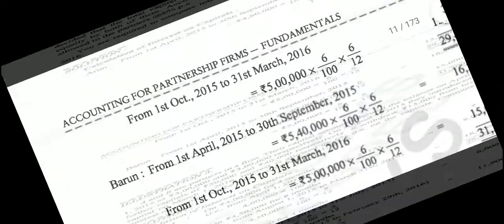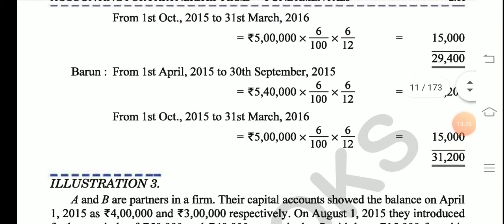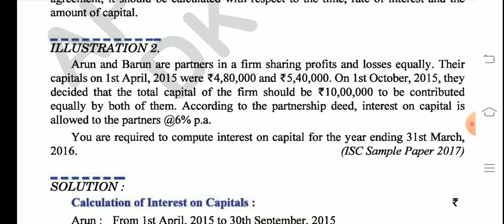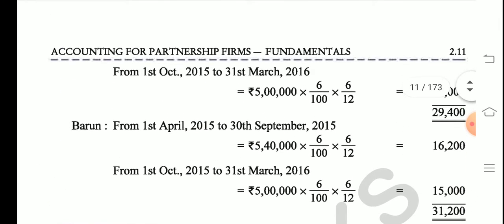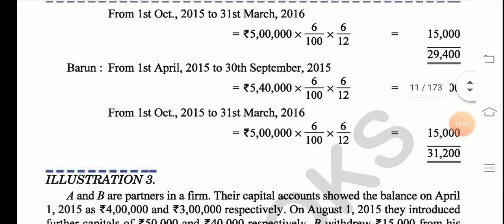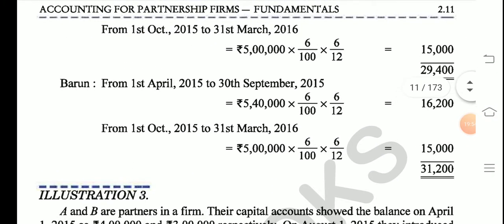Similarly, it is calculated for B. You know, this is a very easy part. So now, as you can see, the total interest on capital for Barun is going to be 31,200, right? So these are very easy questions. On the basis of this question, you can actually go for the unsolved questions also. I had told you in class 11 that DK Goel has prepared the book in such a way that whatever questions you solve in illustrations, similar questions are given to you at the back of the chapter, right? So you can go for the unsolved questions as well.